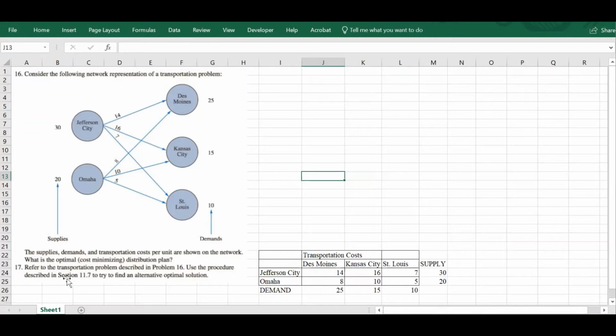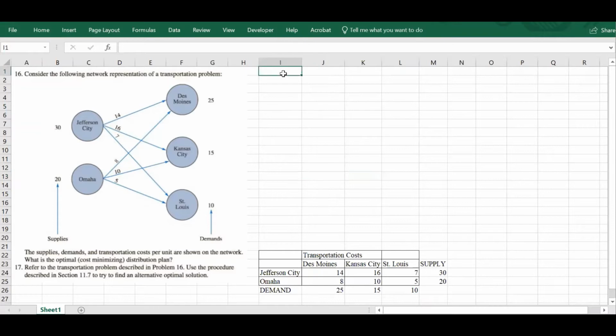And then in the next part, we're trying to see if we can find an alternative optimal solution using the procedures that we already know, the procedure that forces the zero decision variables to take positive values, while at the same time we're trying to keep the objective function equal to the optimal value that we find in the original problem. So let's first focus on question 16, and then we're going to look for an alternative optimal solution.